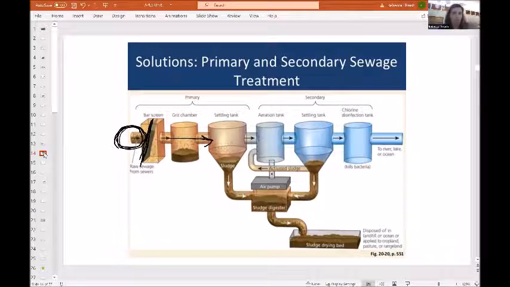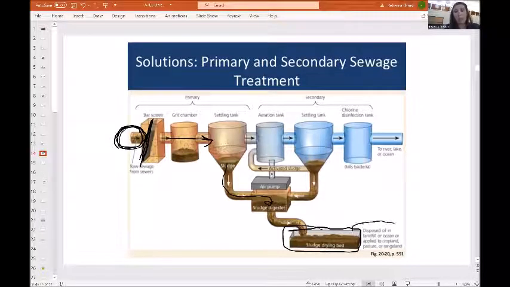Sometimes they will add flocculant that gets those small particles to clump together, makes them heavy, and then they settle down. That then can go into a sludge digester and then finally get dried out and be disposed of, hopefully appropriately in some type of landfill.